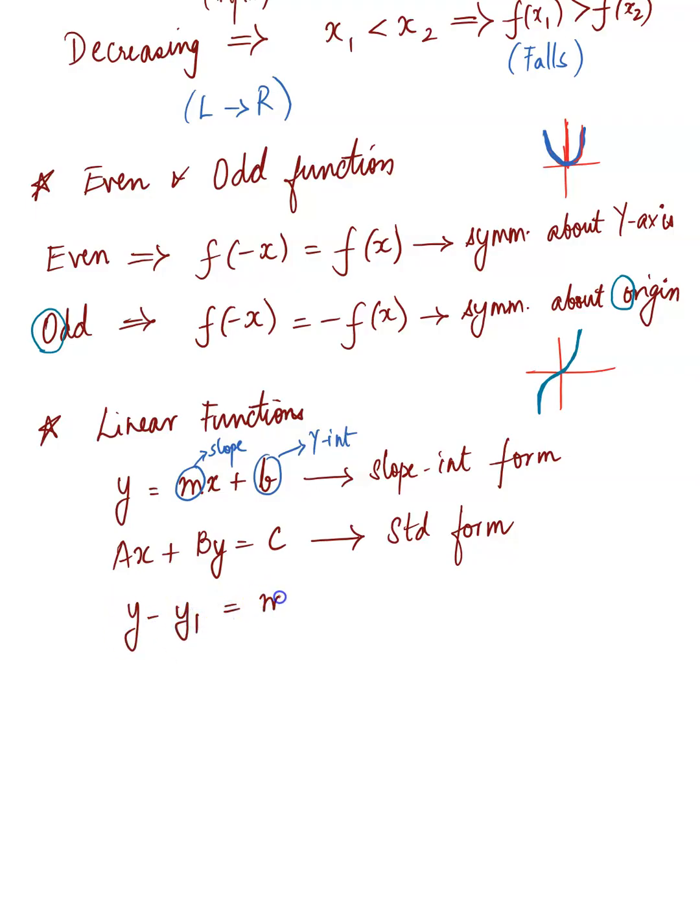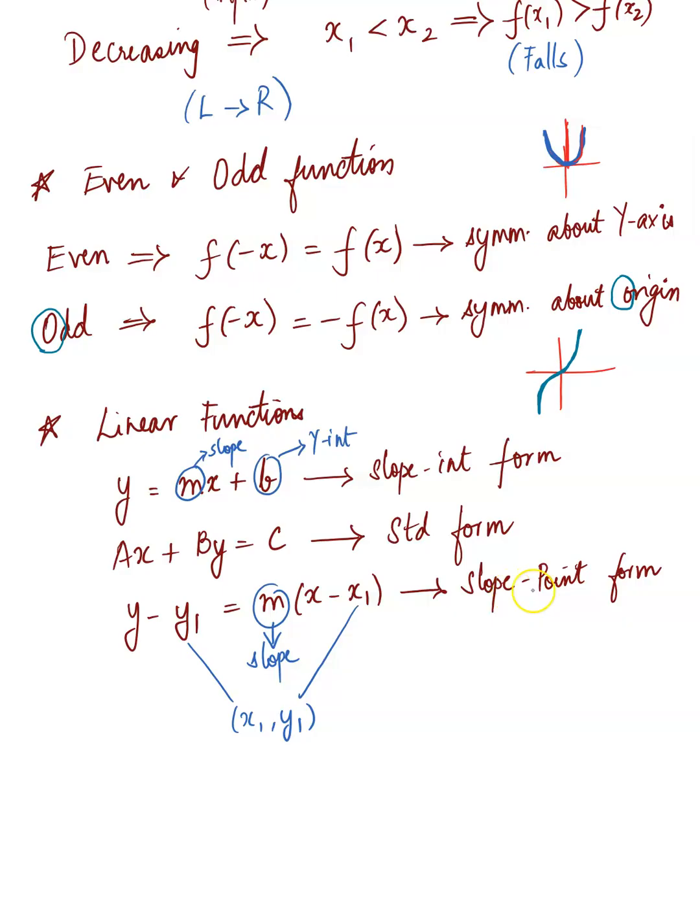y minus y1 equals m times x minus x1. This is called the slope-point form, or point-slope form, however you'd like to call it. This is a template where m is the notation for slope, and x1 and y1 will be the point. So if you have the slope and a point given to you, you can plug them into this template in the right position so that you get an equation containing x and y, which becomes the linear equation. If it's linear, you see the word line hidden in it. So this will always produce a line when you draw the graph.